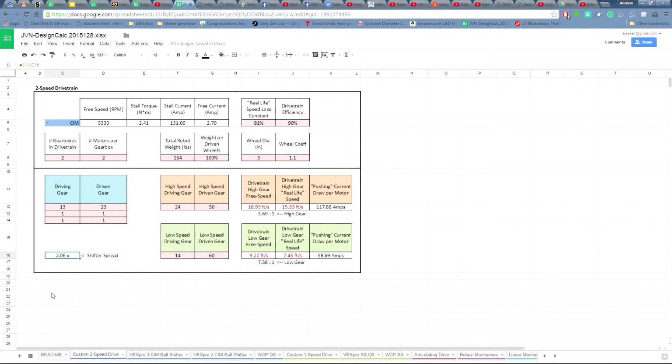You see over here, just want to show this right here. 2.06 is the shifter spread. Shifter spread is going to update automatically. It's essentially the ratio of your two speeds. It's saying, okay, well, your high gear is 2.06 times your low gear speed, and that's all it means. It's a good thing to know.